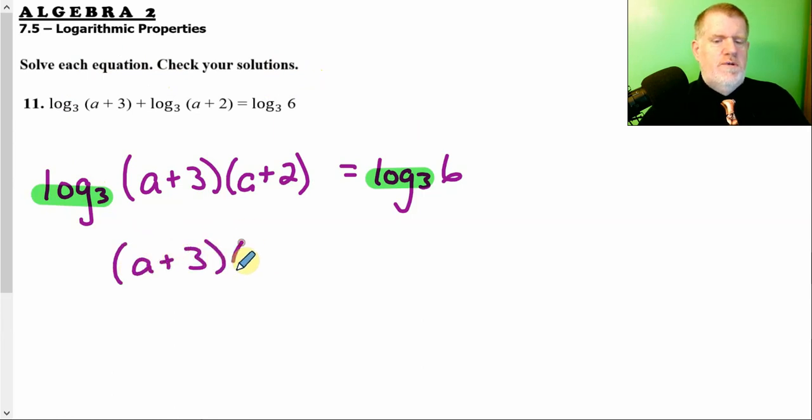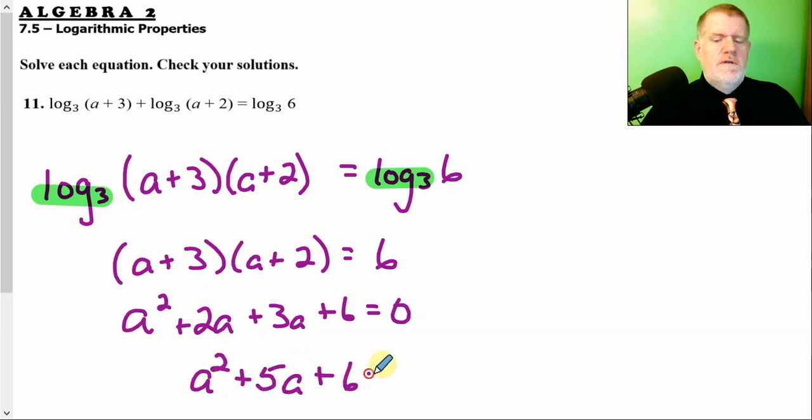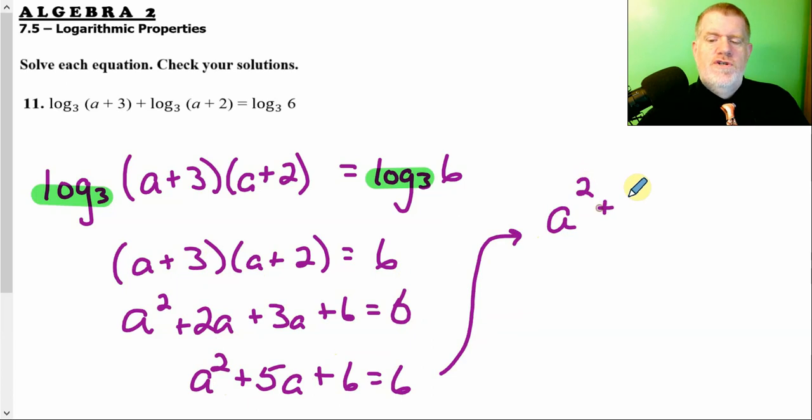Alright, so I'm multiplying these. So I'll do a little foiling. A times A, times 2, 3 times A, 3 times 2. We'll combine like terms. So here's my equation. Now I've got a quadratic, which means I could potentially have two answers.